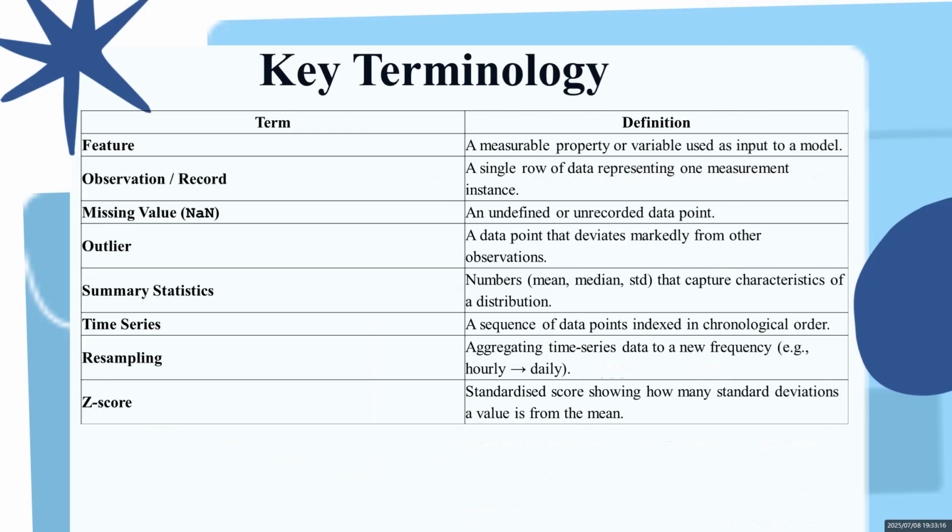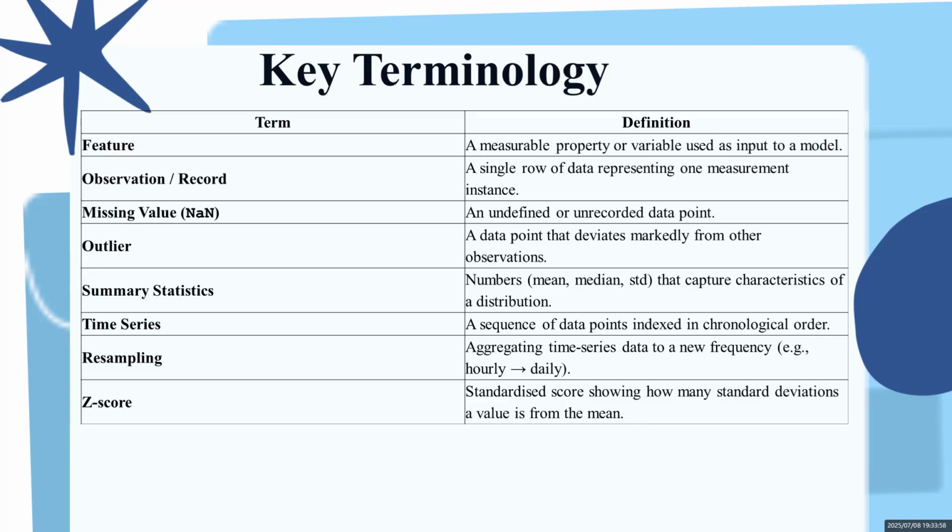in EDA. Now we're going to look at terms such as features. Now you must have heard of features in machine learning. This is a measurable property or variable used as input to a model. For example, you might be given the price of a house, and you might be asked to determine what price a house can be sold for, considering different characteristics and attributes. So these attributes or characteristics are described as features.